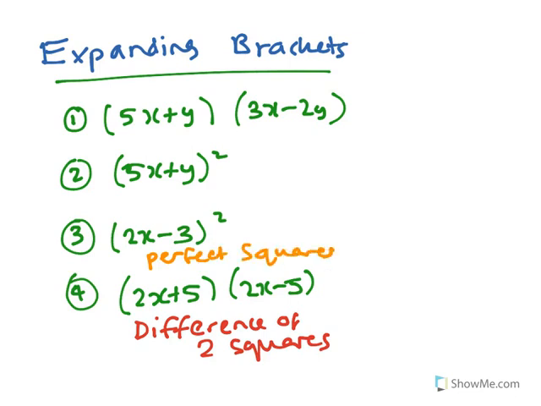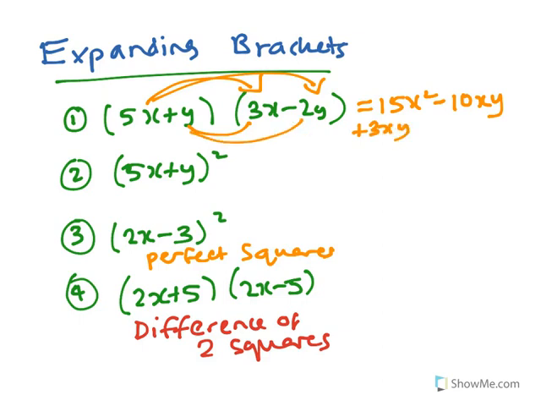Okay, so to expand them, like this one, you do first one times first one, so that's 15x squared. 5x times 2y is minus 10xy. Plus y times 3x is plus 3xy. Plus y times minus 2y is minus 2y squared. And then when you add this up, this is 15x squared minus 7xy minus 2y squared. Let's make that a bit clearer.